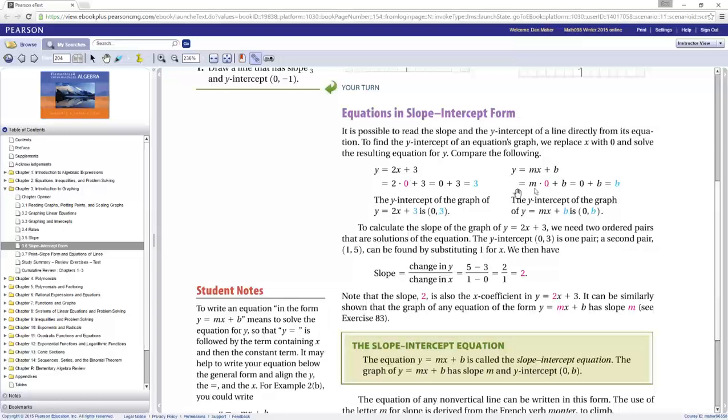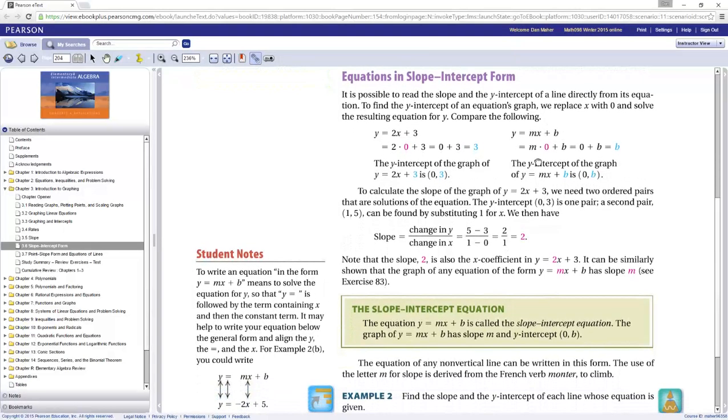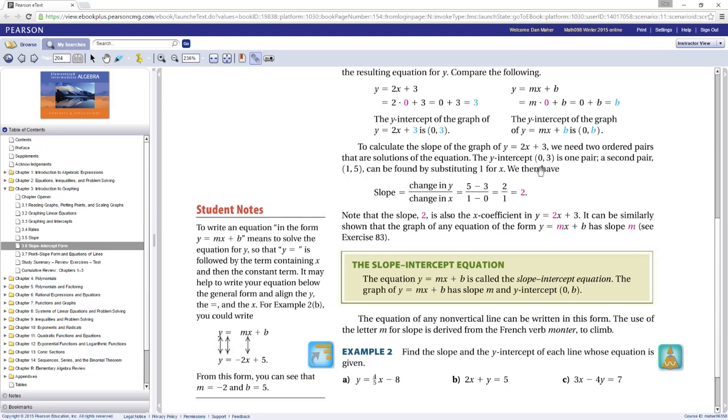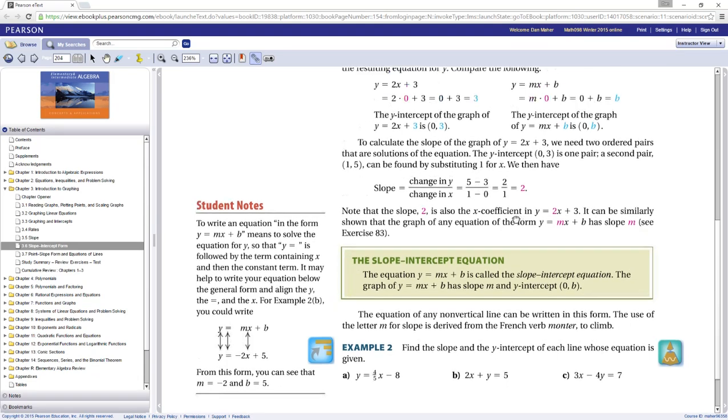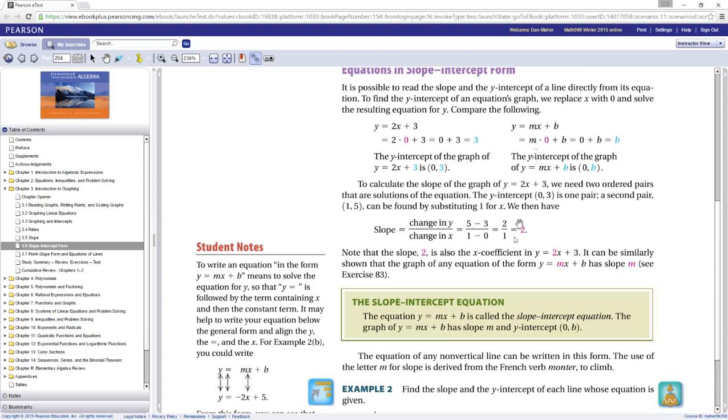The other thing that's really nice that happens about this is the number times the x value is my slope. Always is if it's in this form. And I could go into why that works that way, and they do that a little bit, but that's what's important to know, that that number times x is my slope.